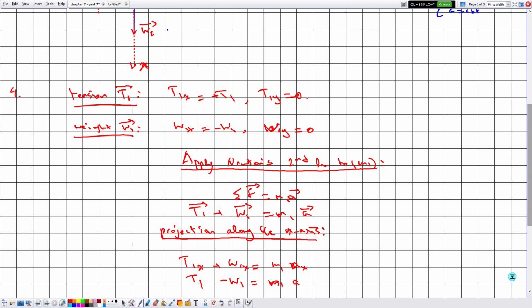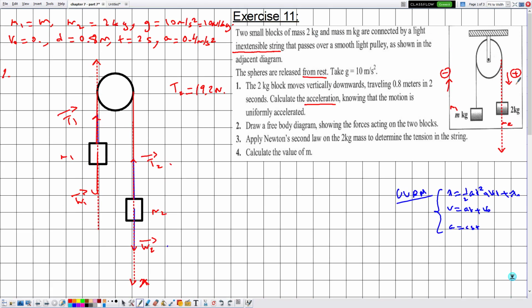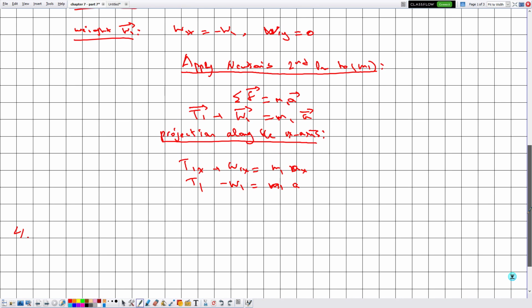Now notice that here, because the string that we are dealing with is inextensible, we have that T1 is equal to T2, and A1 is equal to A2 is equal to A, and the reason is given by an inextensible string.